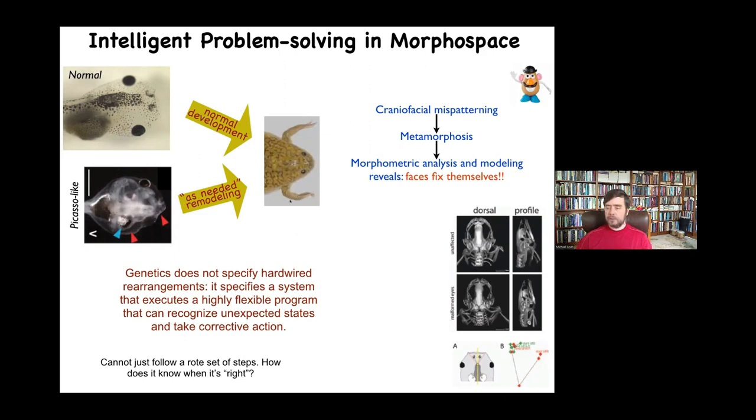So you see this system. What evolution gives you here is not a set of movements for the tissue. It gives you an error minimization scheme. It gives you the ability to minimize error from different starting positions to get to a particular state. So that raises a very obvious question. How does it know what the correct state is?